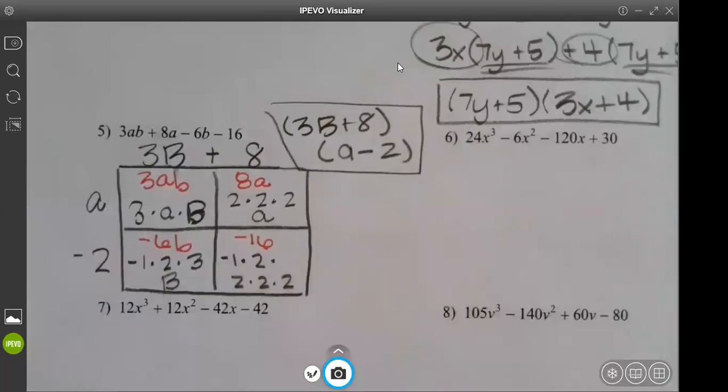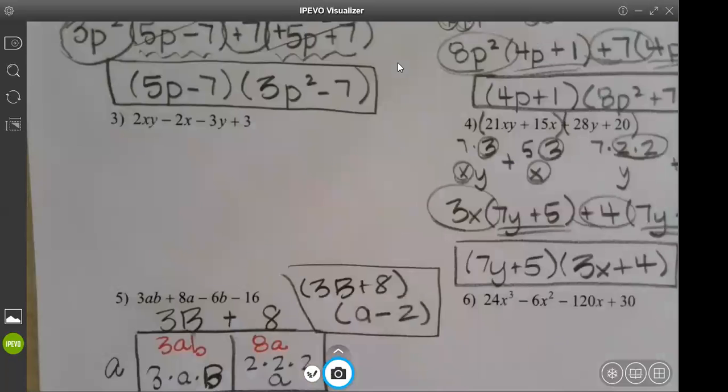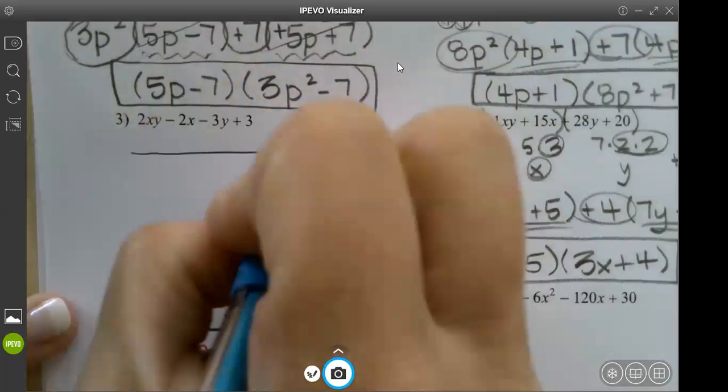All right. So let's go back up to number 3 because those are really easy numbers to do. So I can show you how to do this box again. Okay. We're going to make a big box.